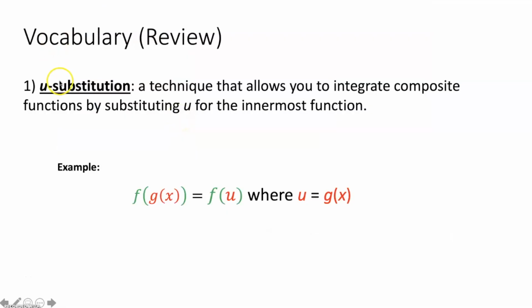First thing we're going to do is review U-Substitution. That is a technique that allows you to integrate composite functions by substituting u in for the innermost function. So we talked about this in the last lesson. U-Substitution is just where you're given a composite function. Remember, that's just a function within another function. So f of g of x. g is our innermost function, f is our outer function.